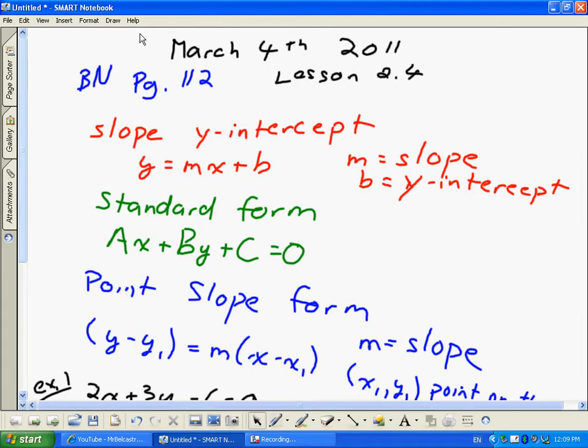Okay, so slope-intercept, slope y-intercept, y equals mx plus b. You guys already covered that in grade 9. M is equal to your slope, b is your y-intercept. You guys already need to be pretty strong with this, okay?